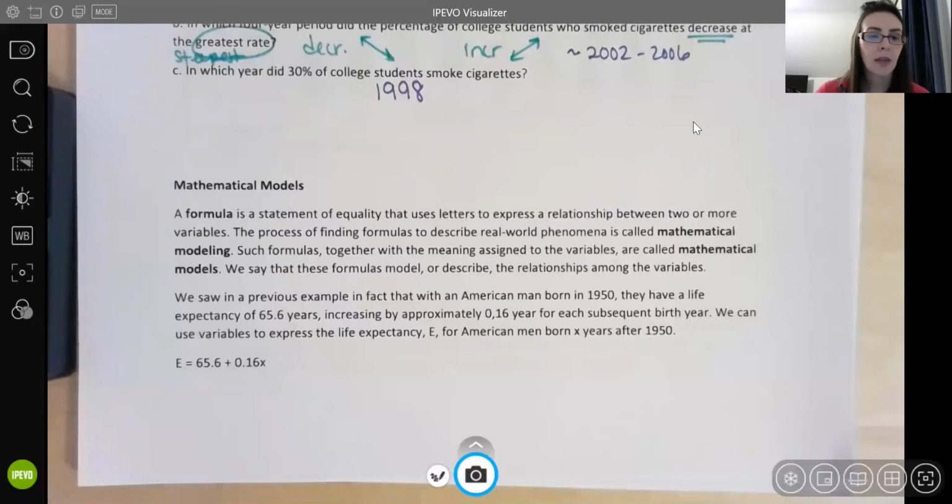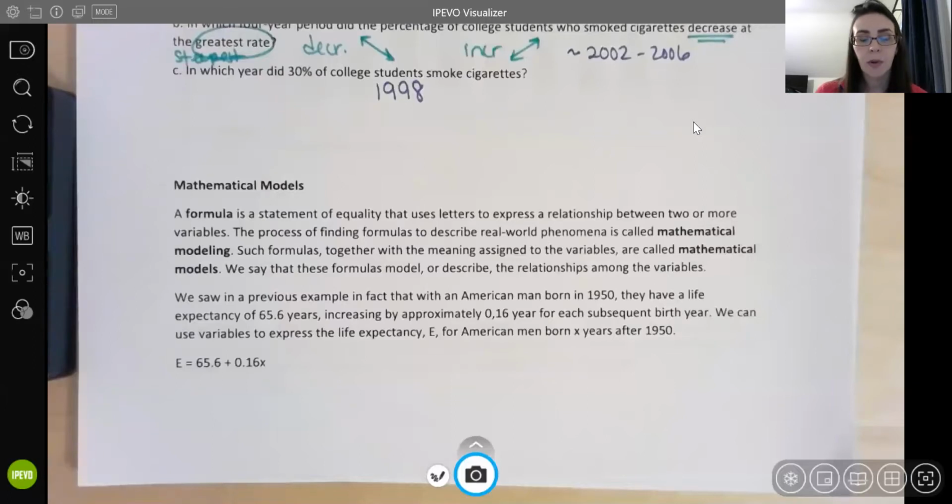Such formulas, together with the meaning assigned to the variables, right? So every letter or every variable obviously has a specific meaning in that formula, are called mathematical models. We say that these formulas model or describe the relationship among the variables. So we actually saw a previous example of a mathematical model already, although we didn't use that terminology.